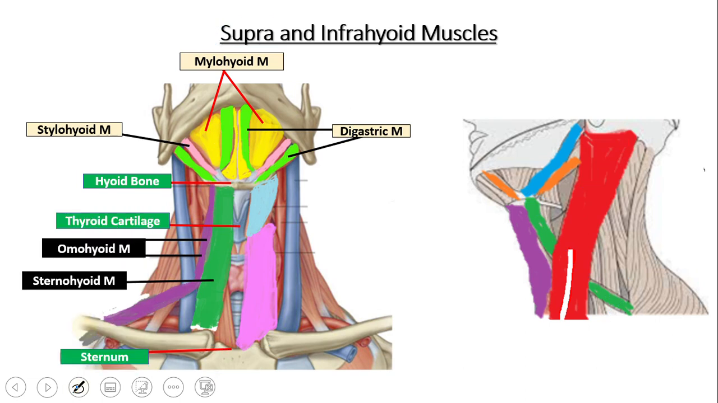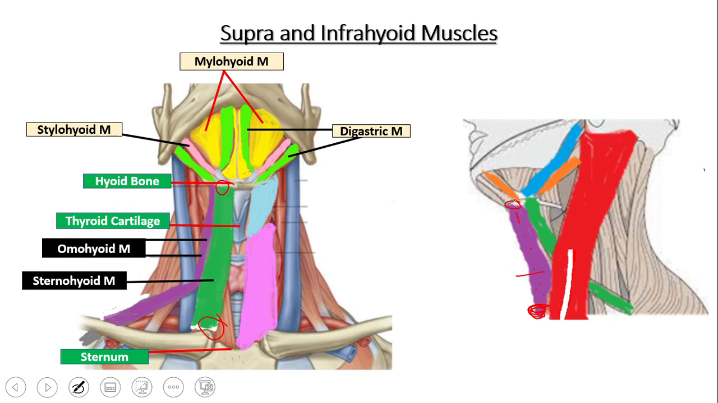Sterno means it comes from the sternum. Hyoid because attached distally to the hyoid bone. So its name indicates its starting and ending points. It's sterno because it comes from the sternum, hyoid because it is attached distally at the hyoid bone.